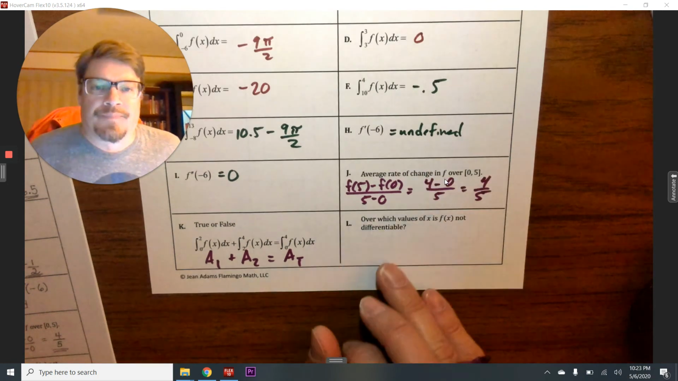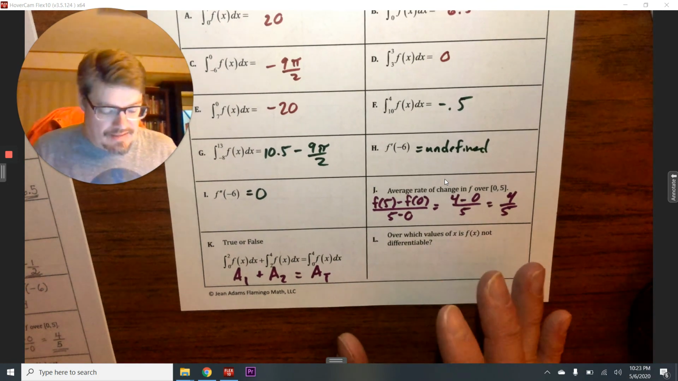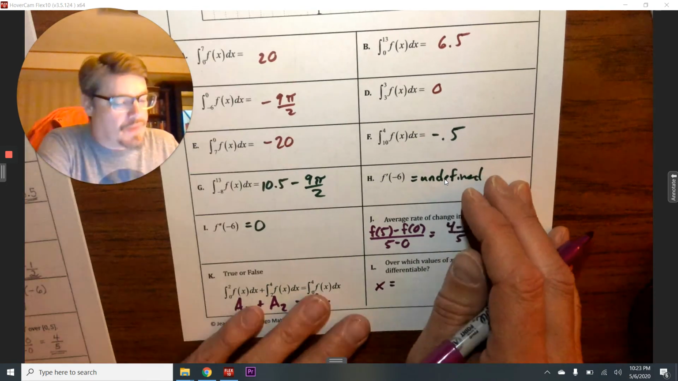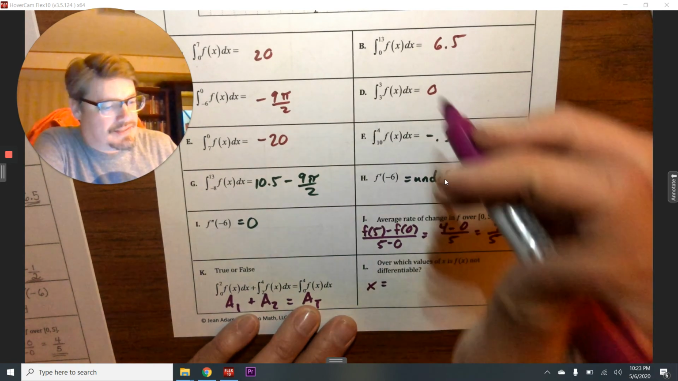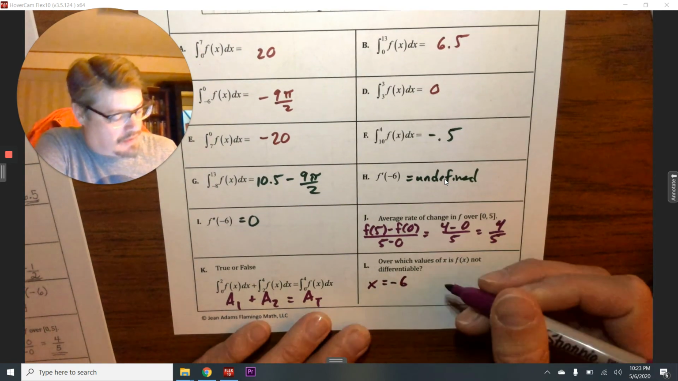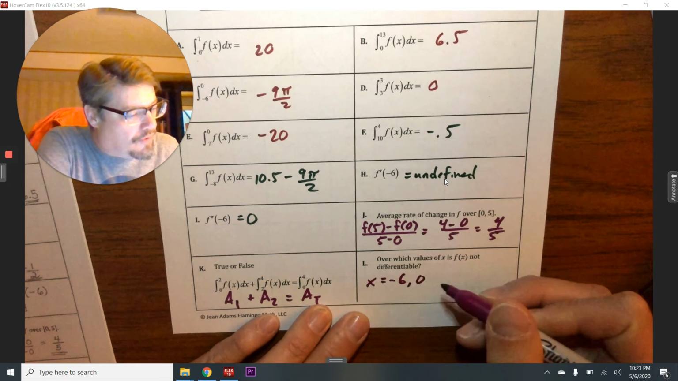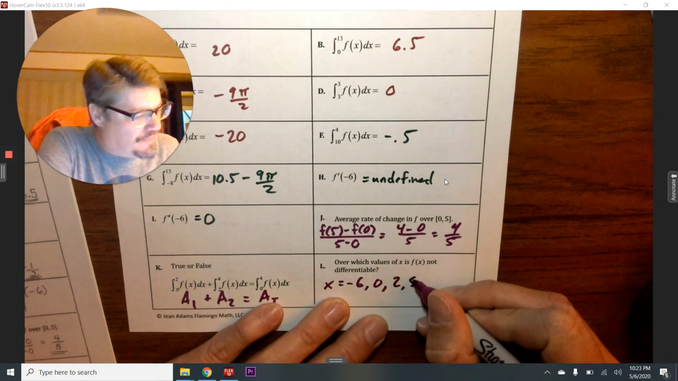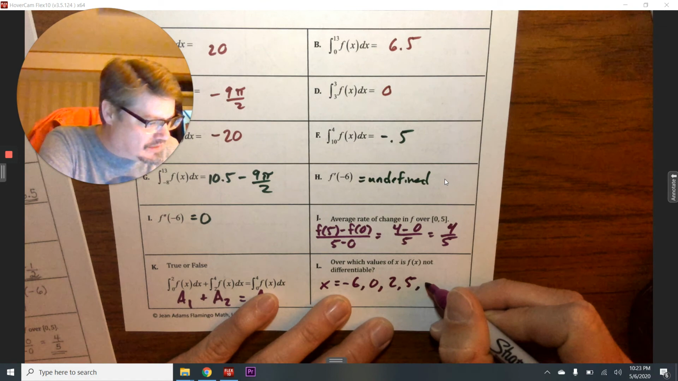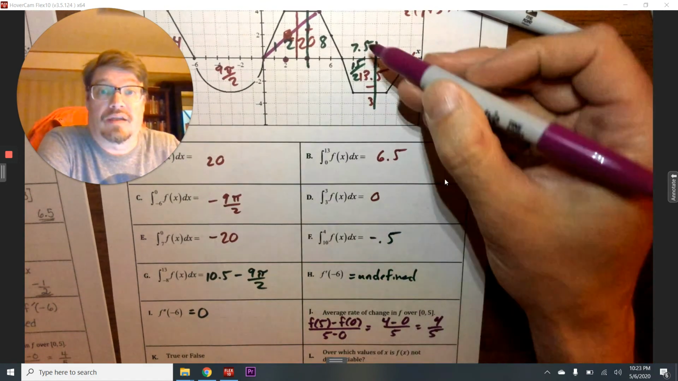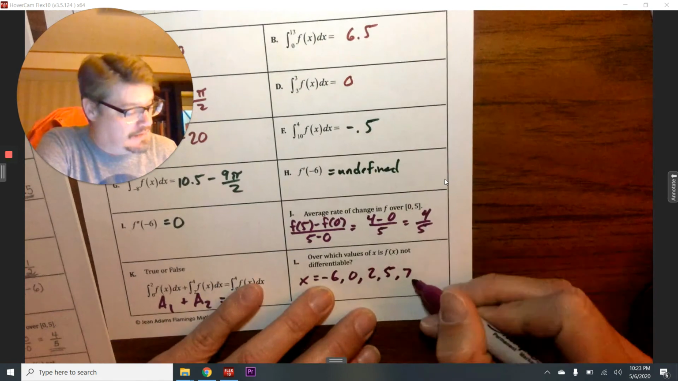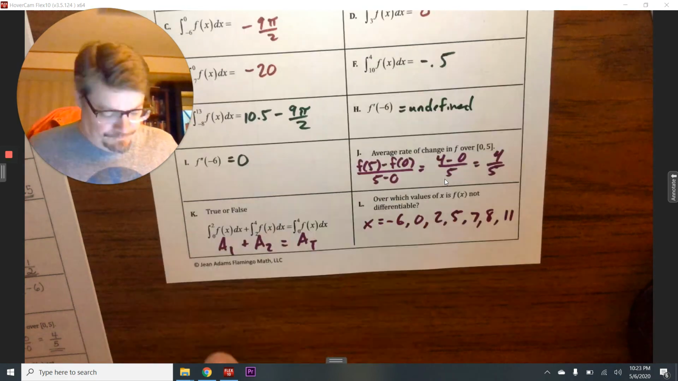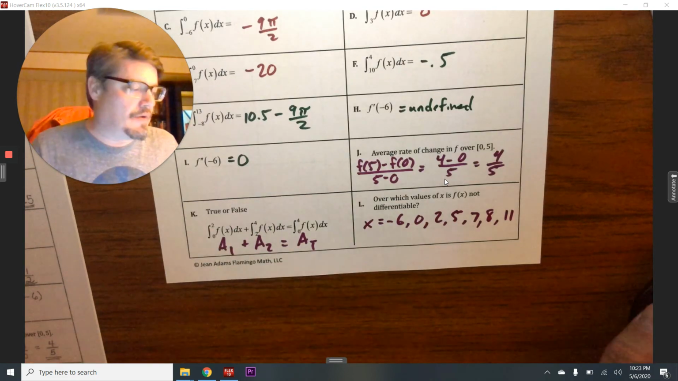Over which values of x is f not differentiable? It's not differentiable at negative 6. It's not differentiable at 0. Then there's another point at 2, another sharp point at 5. There's another sharp point at 7, definitely right there. There's one at 8. There's one at 11. Okay, I'm going to stop this and we'll continue in a second.